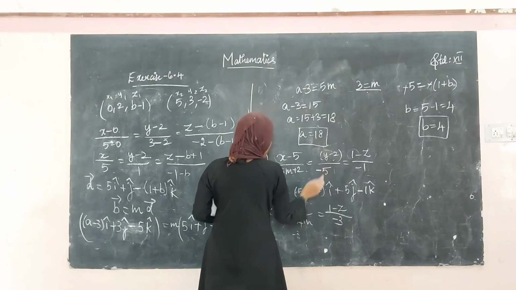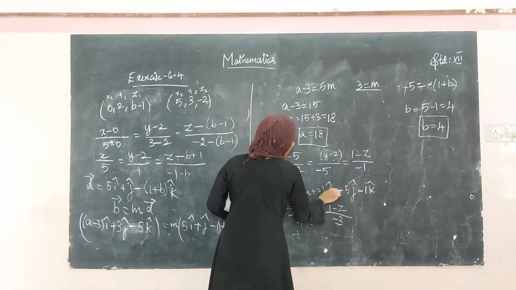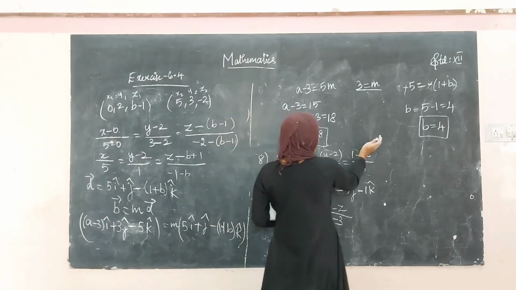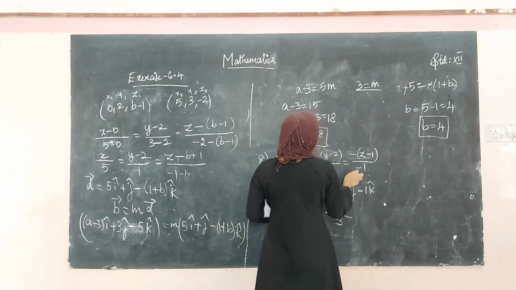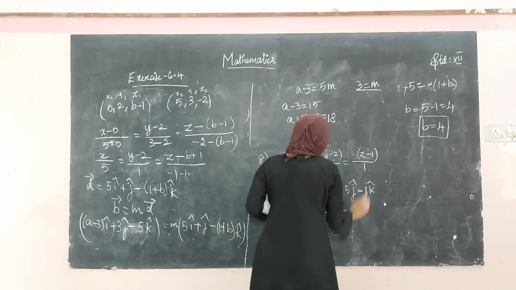So it will be minus 5. So this becomes minus 5. Again, see here, take minus outside. So it will be minus of z minus 1. The minus cancels, so the value is plus 1.